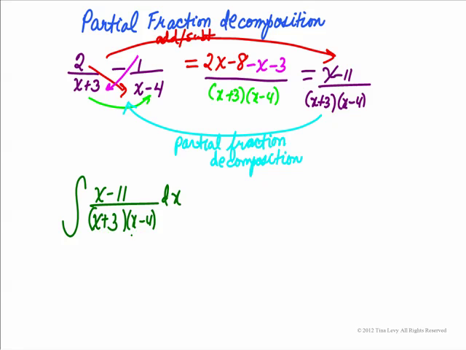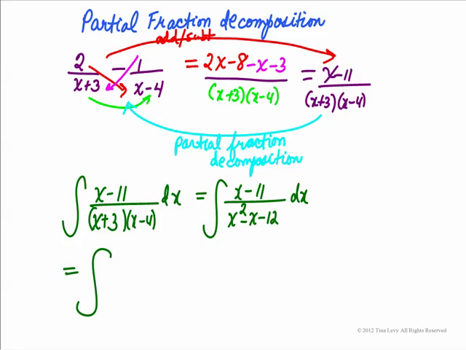If I multiplied x plus 3 times x minus 4, this is x minus 11 over x squared minus x minus 12. And I guess I would have to do something with a u substitution, but my only choice for u would be the denominator. It looks like it's going to get complicated. You could work that.